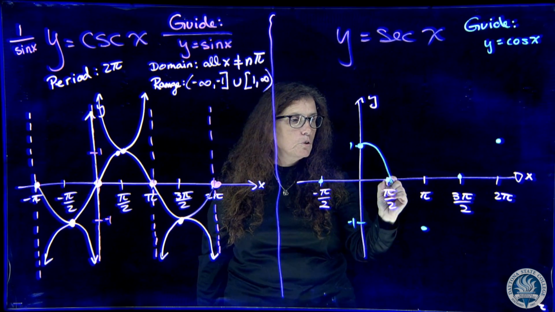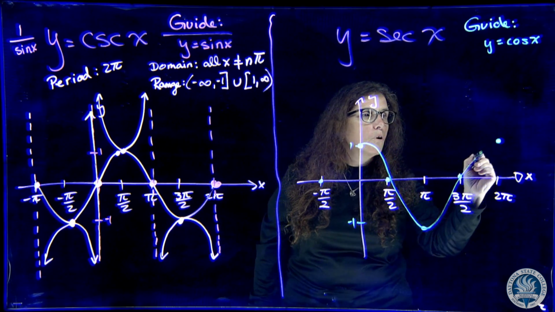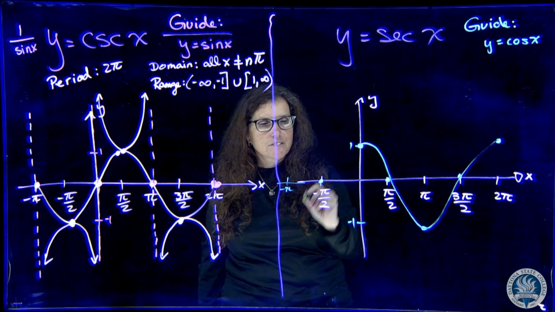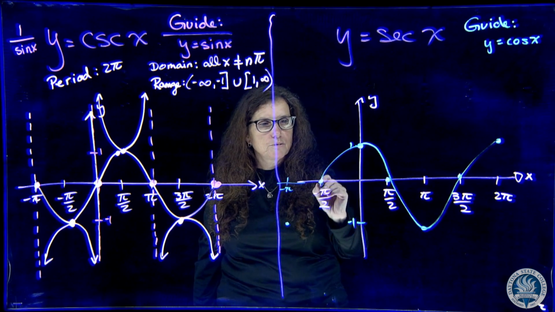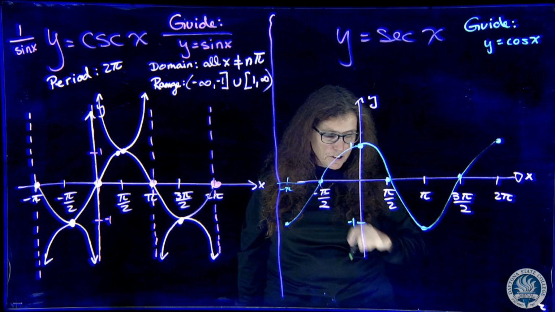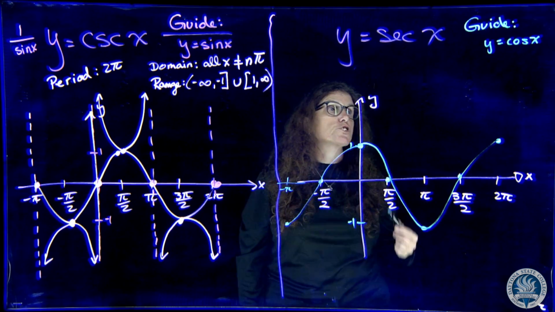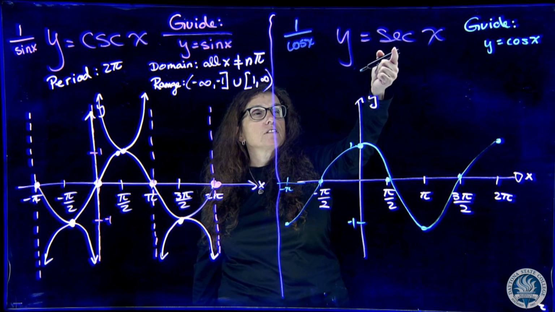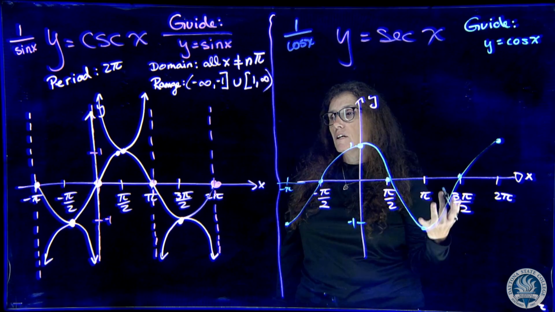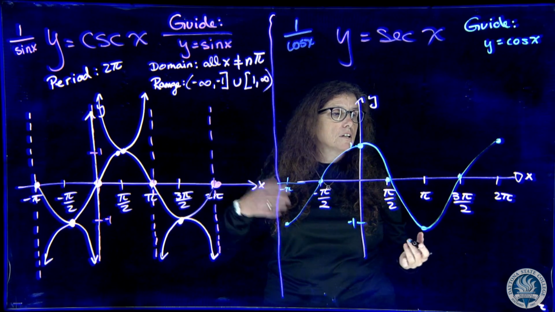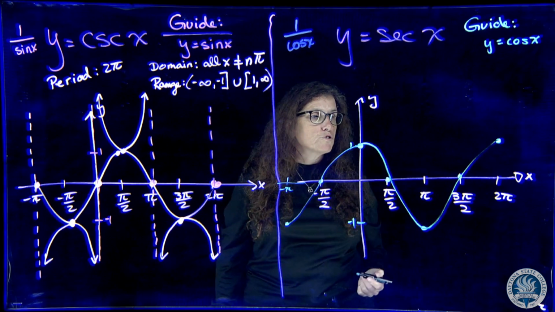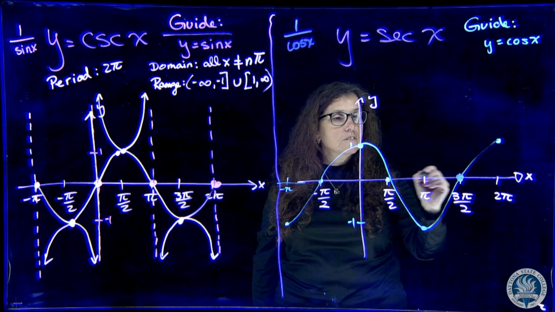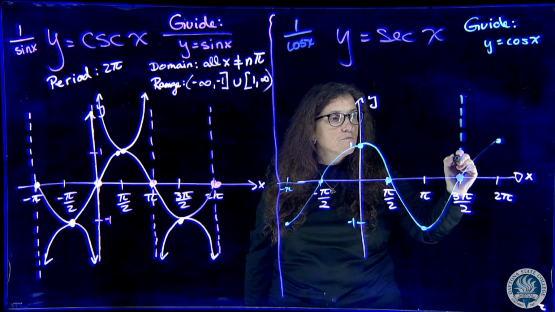So this is one period, oops, that didn't sound good, -pi. So let's just go, here you go. This is one period and a half of the cosine function. That will be our guide. Why? Because 1 over cosine is the definition for the secant. Now we do the same thing we did here for the cosecant. We draw our asymptotes first. Each point where the cosine is 0, we draw our dashed vertical lines.